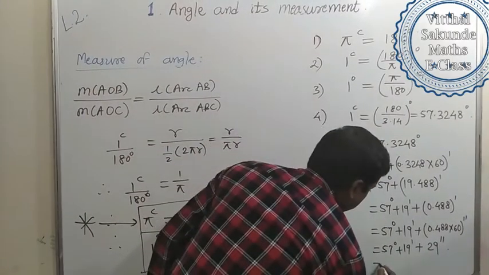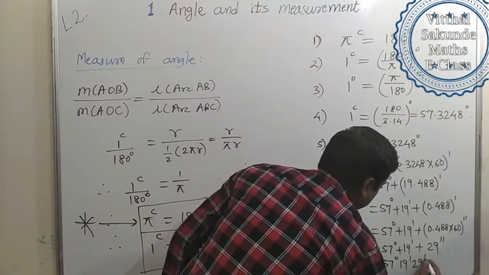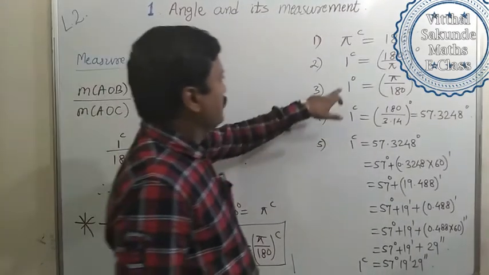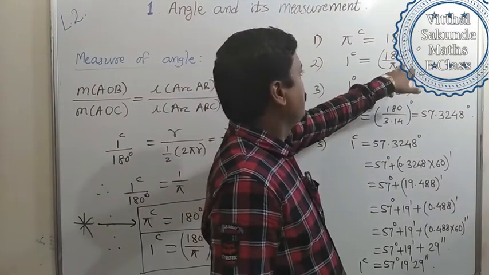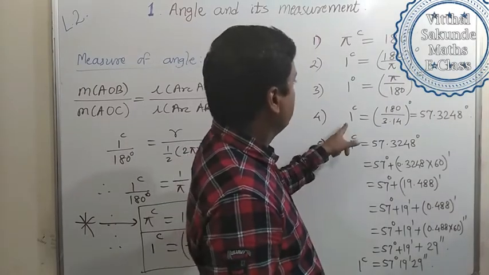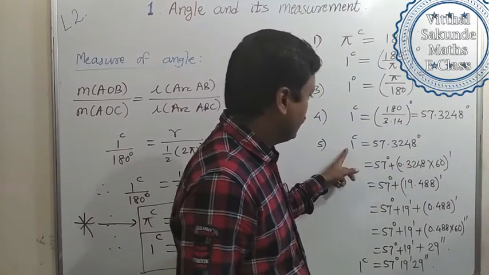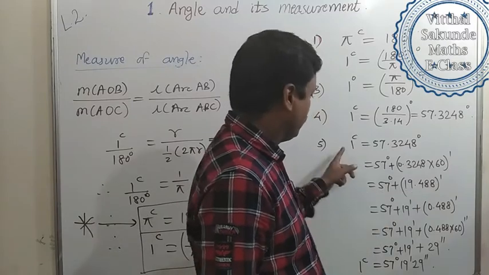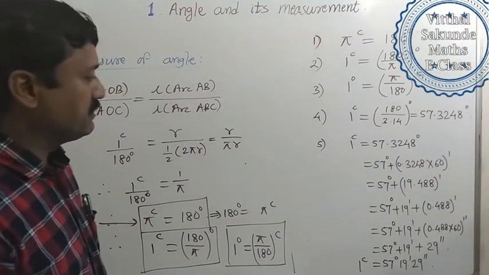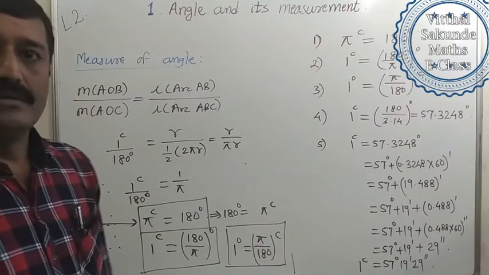It means it is equal to 57 degree 19 minutes and 29 seconds. This is nothing but 1 radian. So this is 1 radian in terms of pi with degree measure. This is 1 radian directly in degree. This is 1 radian in degree and minute, and 1 radian in degree, minute and seconds. So remember, 1 radian is nothing but 57 degree 19 minutes and 29 seconds. These are the important results that we require in our further studies.